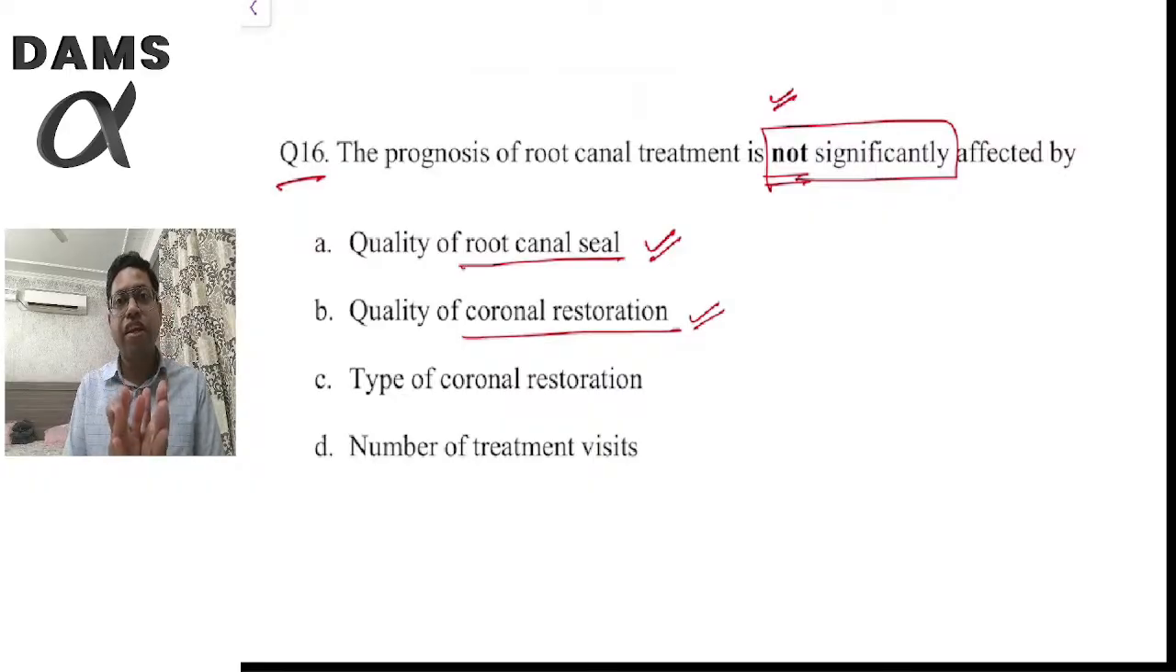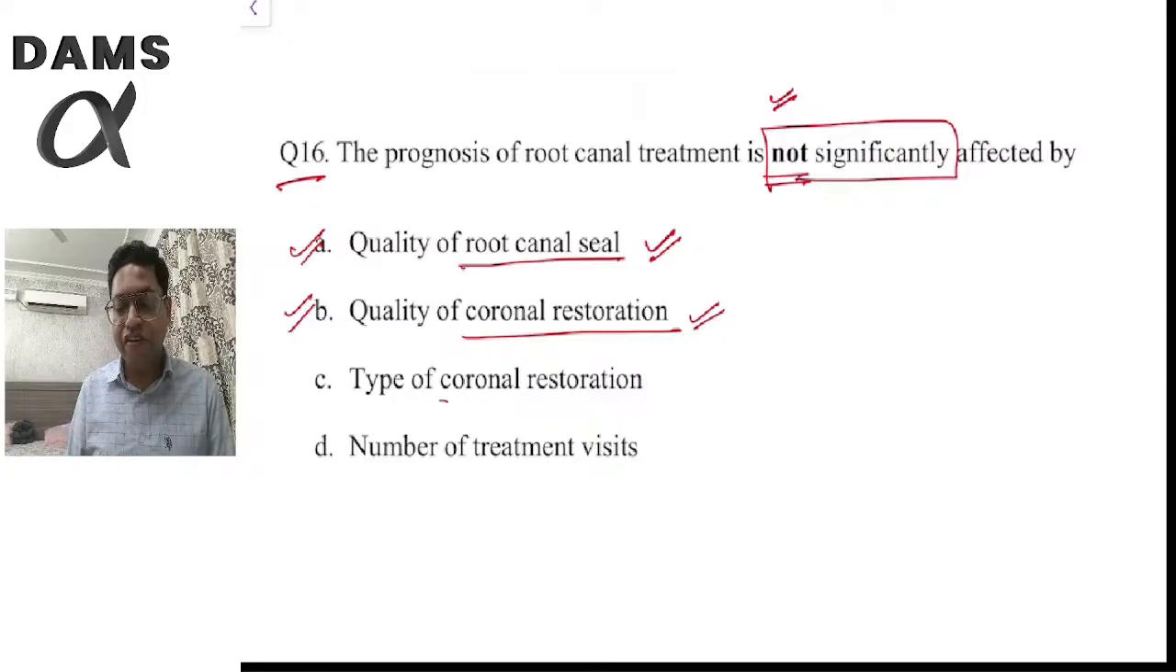A very good root canal without a good fluid tight coronal restoration is of no use, and the root canal would fail in as little as 6 months. So not only should we focus upon the good quality of three-dimensional fluid tight seal inside the root canal, but the coronal restoration placed immediately after obturation is equally responsible for the prognosis. So both A and B are true.